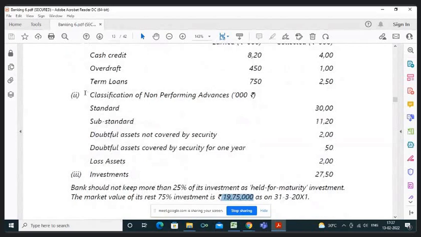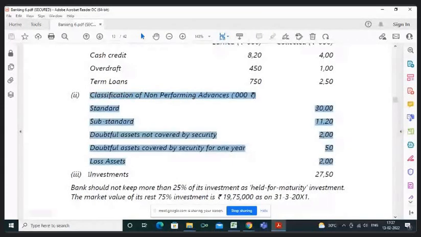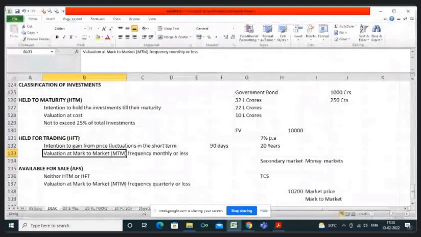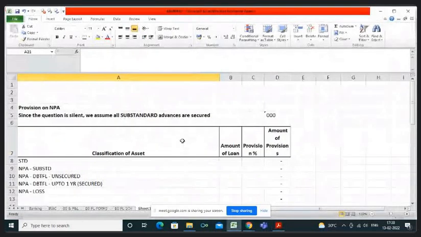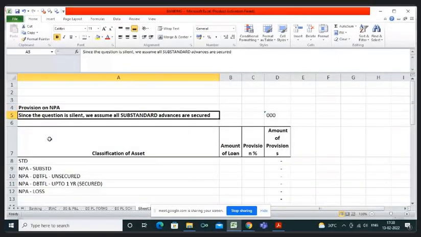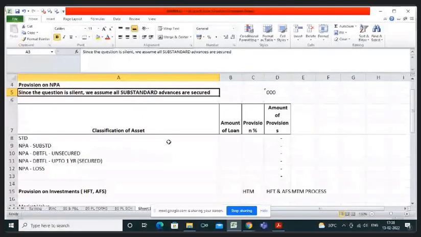For provisioning of assets, we have to have a separate working note. Then for investments, we need a separate working note. So first we will complete this working note so that while solving the problem, we can proceed quickly. So I am moving to a separate sheet where I will have provision on NPA. There I will write the working note. Since the question is silent, we assume all substandard advances are secured and amounts are in 1000.